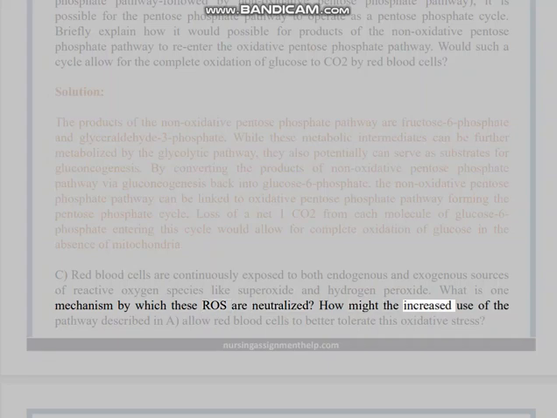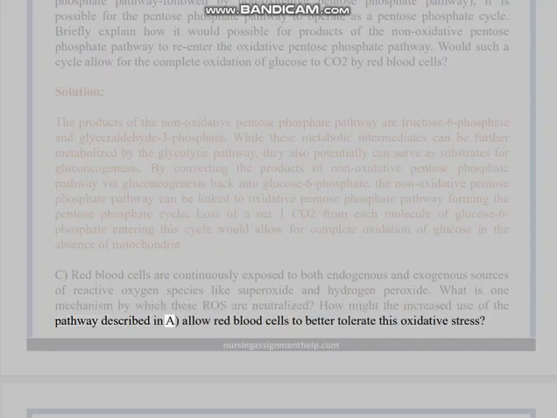How might the increased use of the pathway described in A allow red blood cells to better tolerate this oxidative stress?